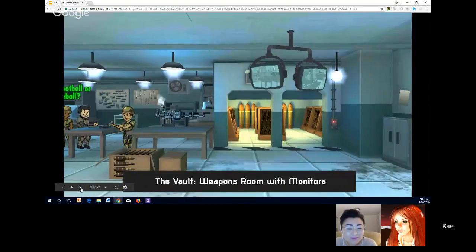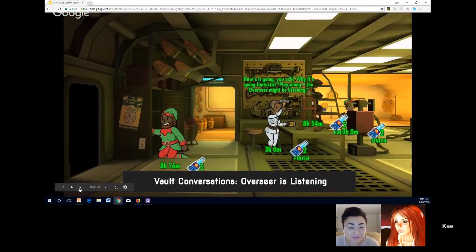Weapons room with monitors. Yeah, and the monitor, if you can see, it's really hard to see, but the monitor is showing the room. Upper right again. And actually, it's very common. What's interesting is that it does duplicate a lot of today's security protocols, where whenever you're in a place that has electronic surveillance, usually there's some monitor showing you a live feed from the camera. Right, like, hey, look, you're on camera. Yep. Overseer is listening. So that's kind of interesting.